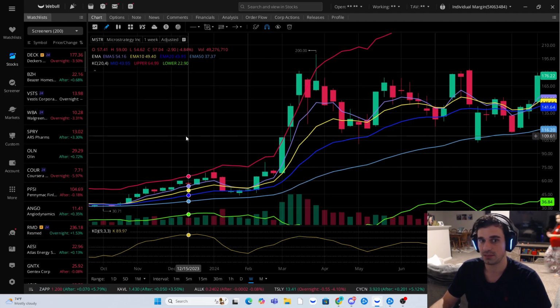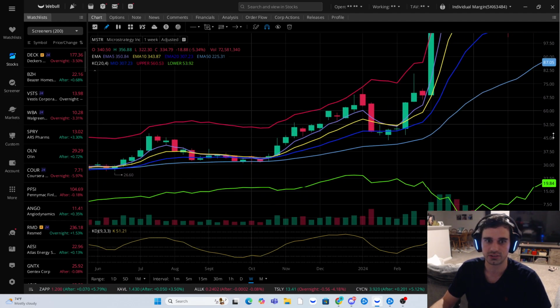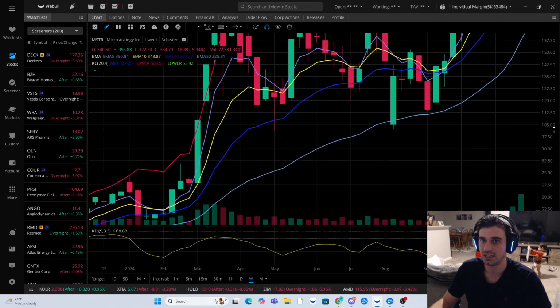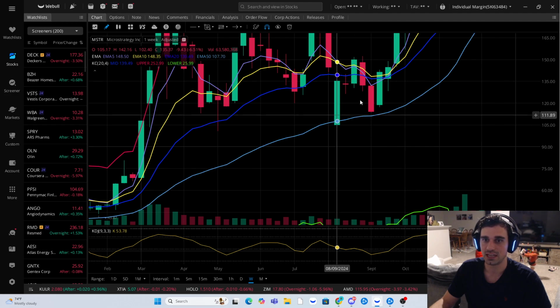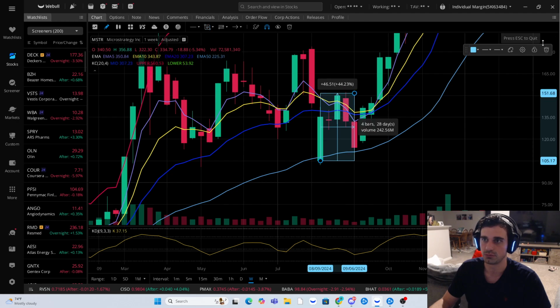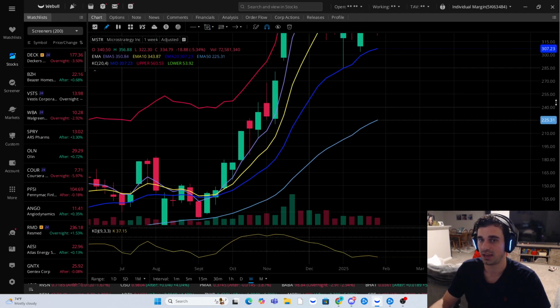You can play these EMAs at many levels. You don't have to play just the 50. I like the 50 the most, as that's the best level to get in. As you can see, when it hits that 50, it makes massive upswings. Literally, in just a week, we made a 40% move here. This stock can make you massive gains.